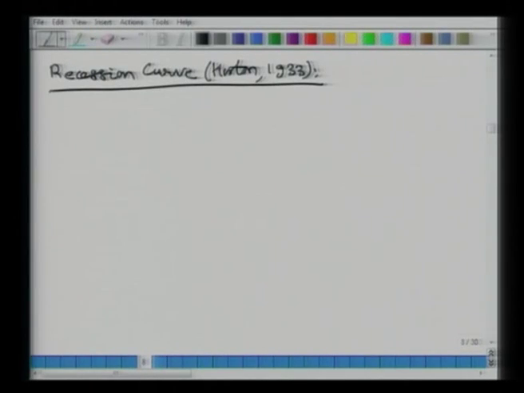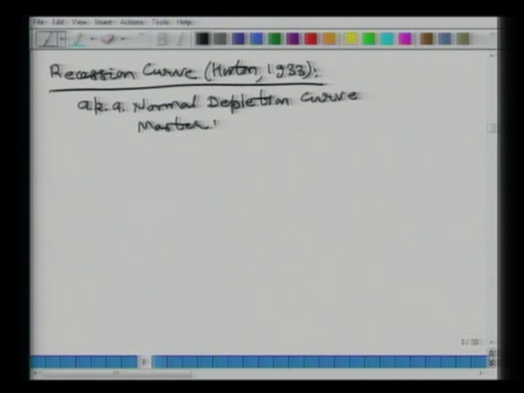Okay. So, the next portion, as we were looking at, is the falling limb of a storm hydrograph, and there is a mathematical equation that was proposed by Horton in 1933, and that is what we will look at next, which is called the recession curve. This recession curve is actually also known by other names. In different books you will find different terminology used for the falling limb. It's called normal depletion curve, or master base flow recession curve.